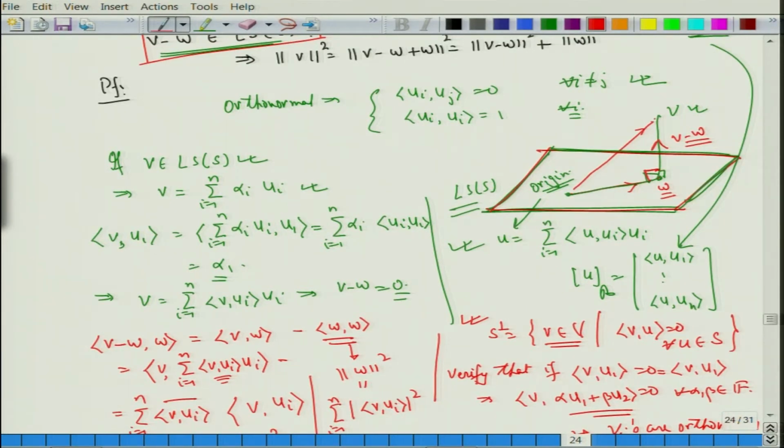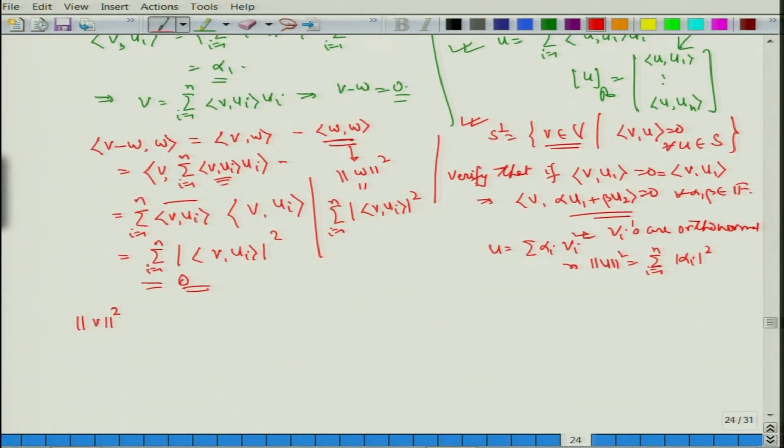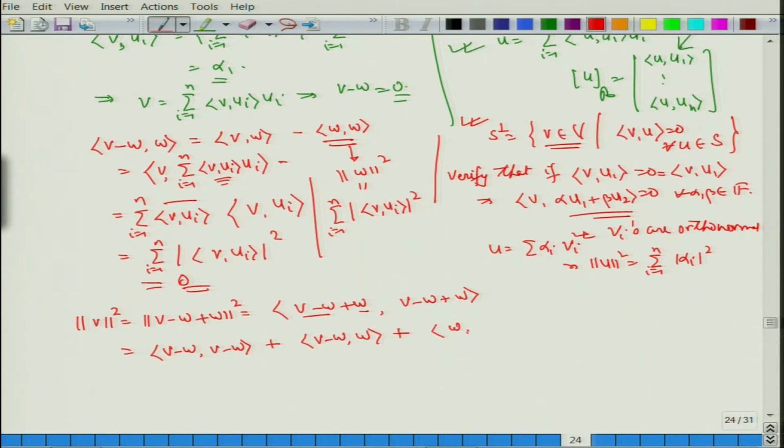So we have given the proof in the sense that I have done this part, I have done this part, done this part. Now if I want to prove this part, norm of V square, let's look at norm of V square. So norm of V square is equal to norm of V minus W plus W whole square, which by definition is the inner product of V minus W plus W with V minus W plus W. Let me expand it totally. So let me be careful, otherwise you will make a mistake. It is V minus W plus W comma V minus W plus W.